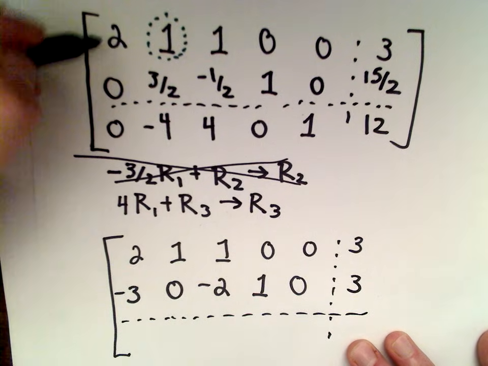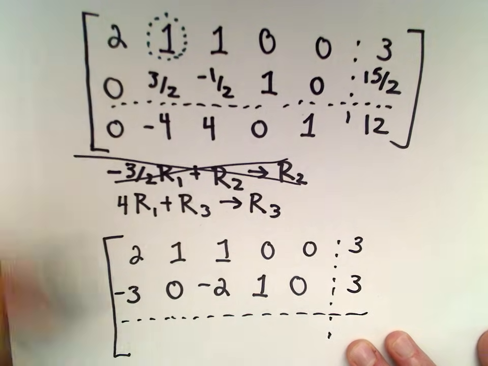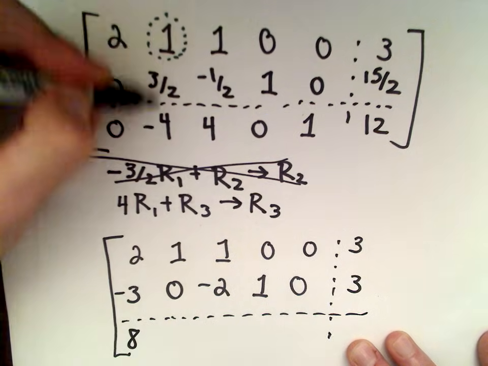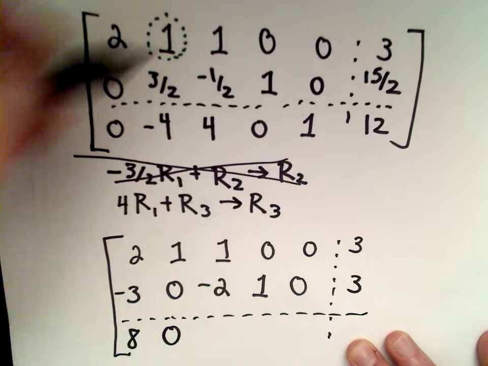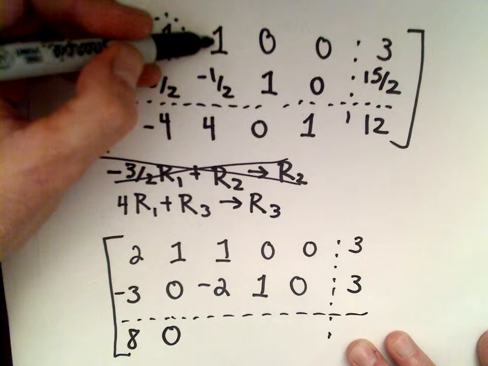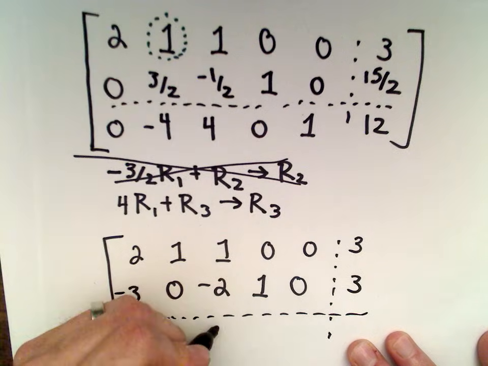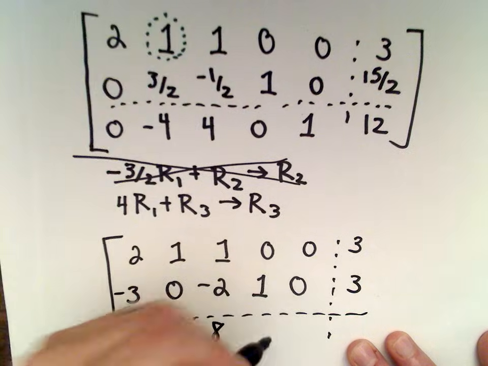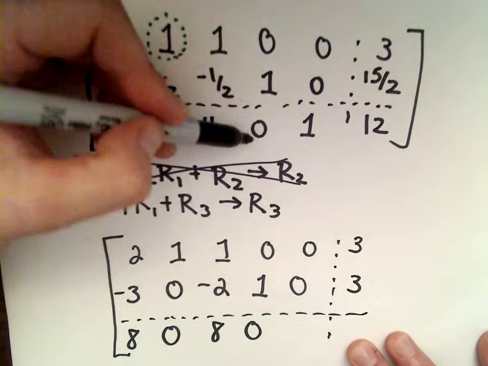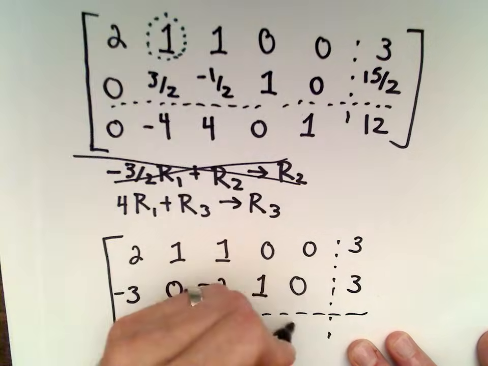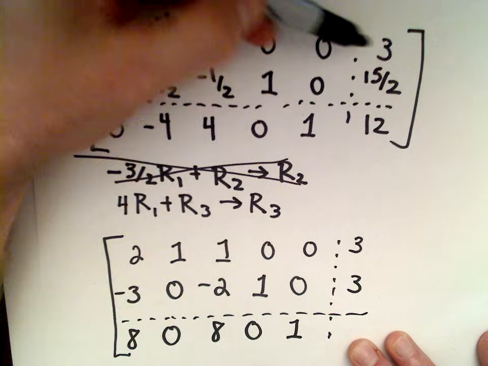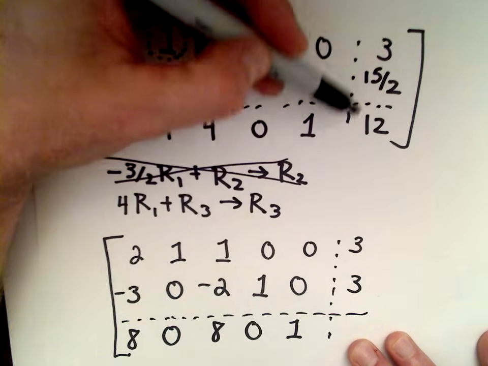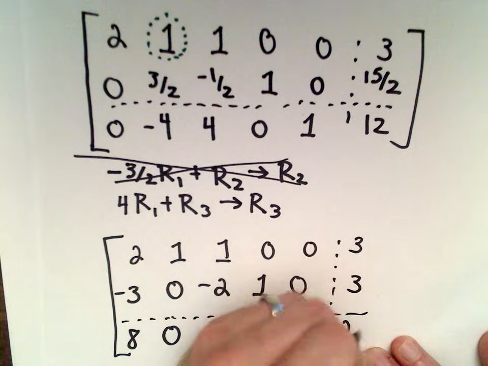Okay, so let's see. 4 times 2 will be 8, plus 0 is 8. 4 times 1 plus negative 4 is 0. 4 times 1 plus 4, that'll be 4 plus 4, or 8. Let's see, 4 times 0 plus 0. 4 times 0 plus 0 is 0. 4 times 0 plus 1 is 1. 4 times 3 is 12. Plus 12 is going to be 24.